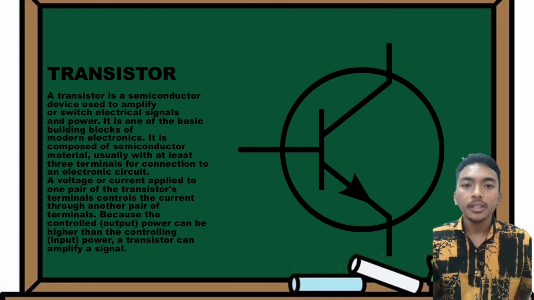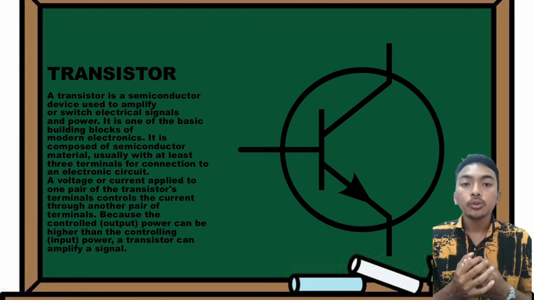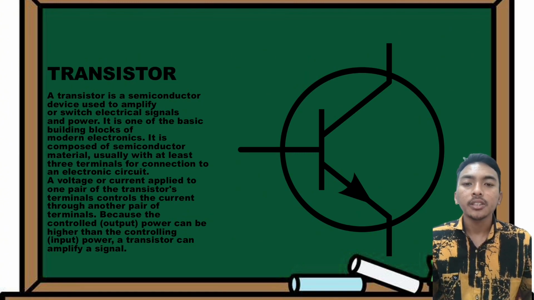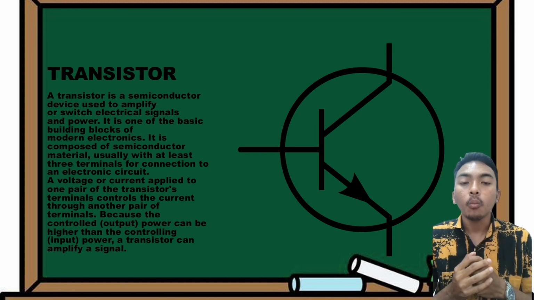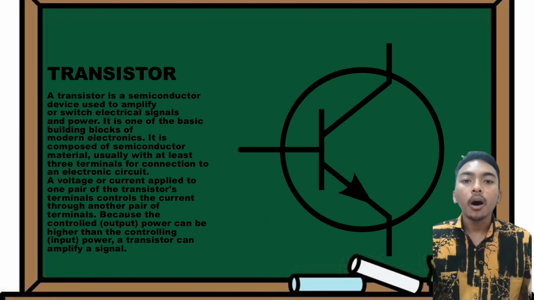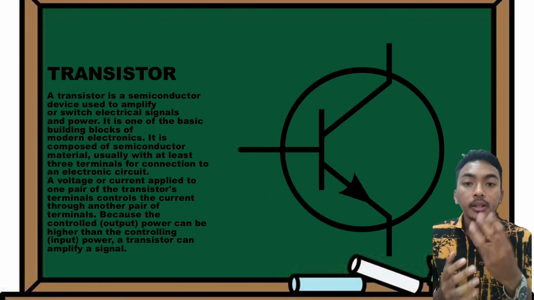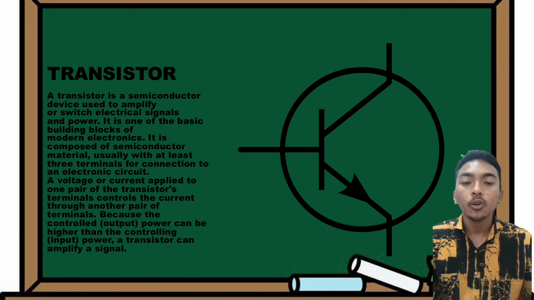A transistor is a semiconductor device used to amplify or switch electrical signals and power. It is one of the basic building blocks of modern electronics. It is composed of semiconductor material, usually with at least three terminals for connection to an electronic circuit.